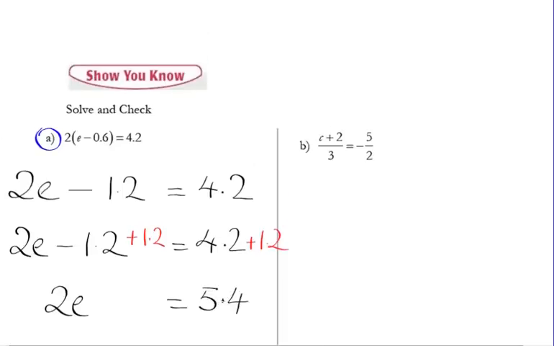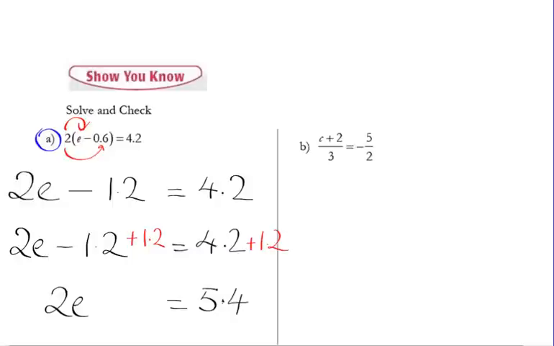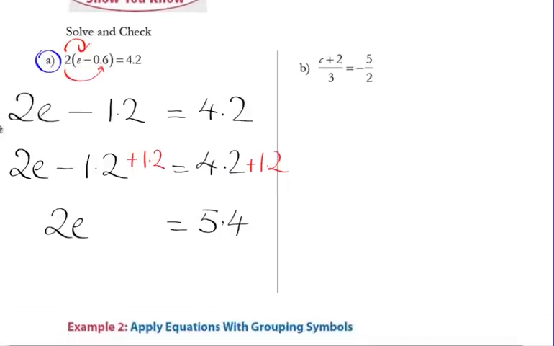So I use the method of expanding out. 2 times e, and then 2 times 0.6, which is going to give us minus 1.2. Now, we're familiar with how to do these, aren't we? So what are we going to do next? We're going to add 1.2 because it was subtracted, makes it 0, and add 1.2 over there. 2e, okay, that becomes 0, of course, equals 5.4, and the last step was to divide by 2. Divide by 2. e is equal to 5.4 divided by 2 is 2.7.